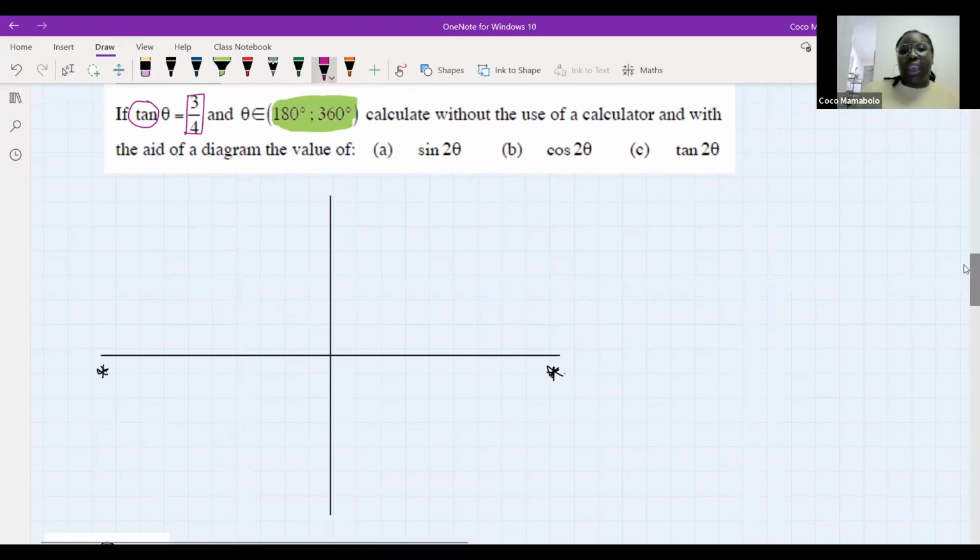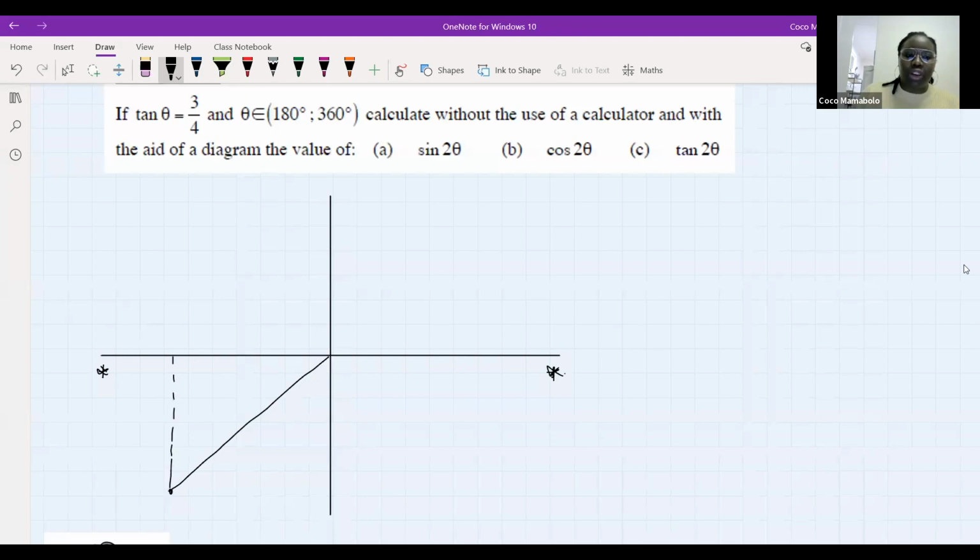Now I need you guys to note that just because they've given them to us as positive 3 and positive 4, if I draw this in the third quadrant, if I draw it over here, what do I then notice about both my x and my y values?